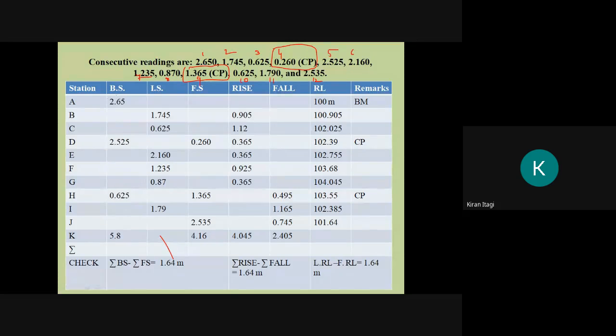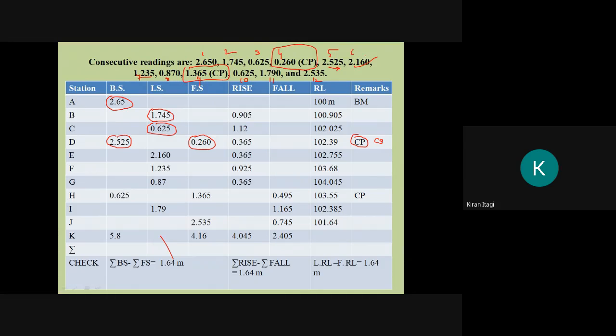So the first reading, what we will do, we will write in the back side. Okay. Second reading, whether it is change of point, no. So we will write it in the intermediate side. Whether the third is the change of point, no. So we will write it here. Fourth one is change of point is there, so we will write it in the fore side. And in remark, we will write change of station point or change of station. You can write CP or CS. So the very first reading, it will be in the back side. So we will write it here.